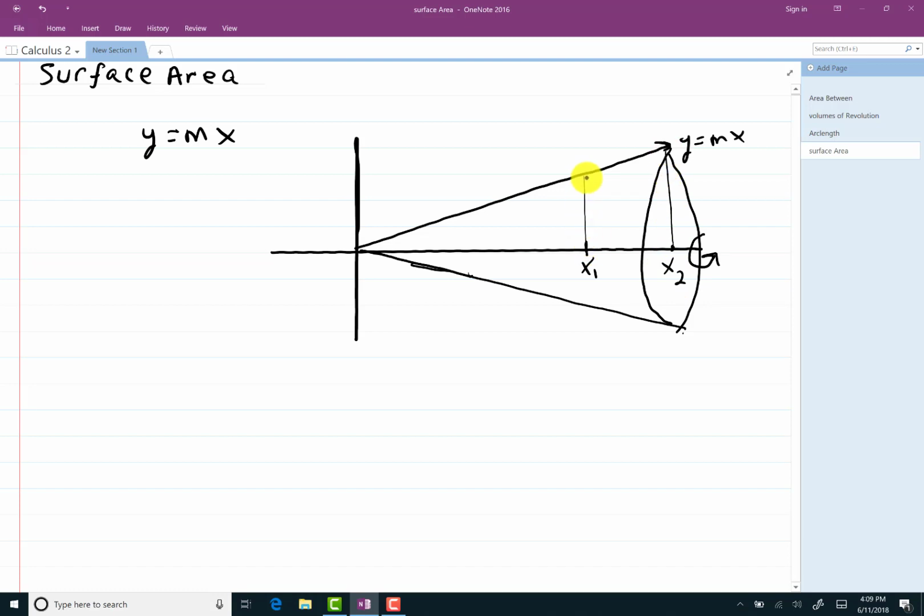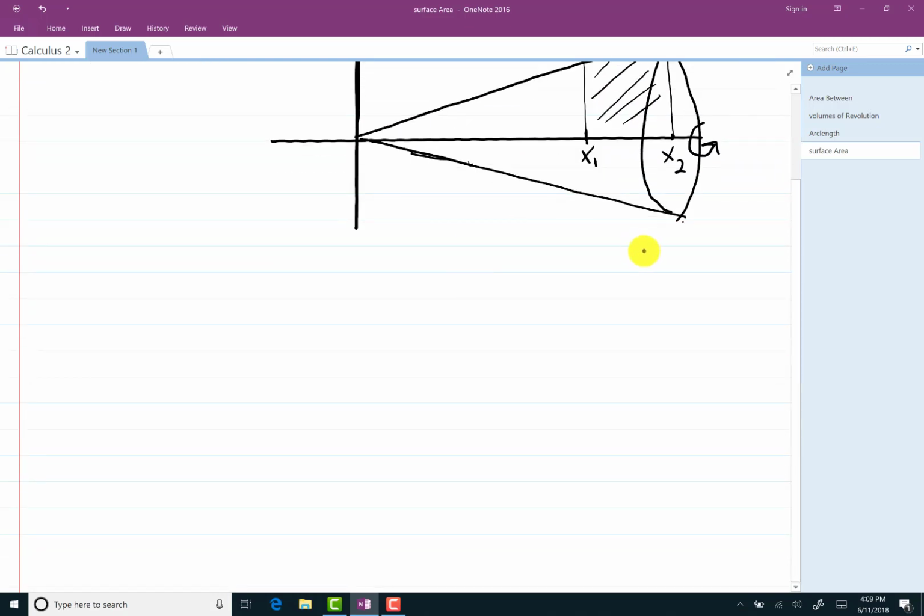So I'll do this. If I concentrate on just that one region there, what does it look like when it's revolved around? Well, if I look at just this region here and then revolve it around, I'm going to get something like this. What's called a frustum of a cone. So there's x1 right there, and right in here is x2.